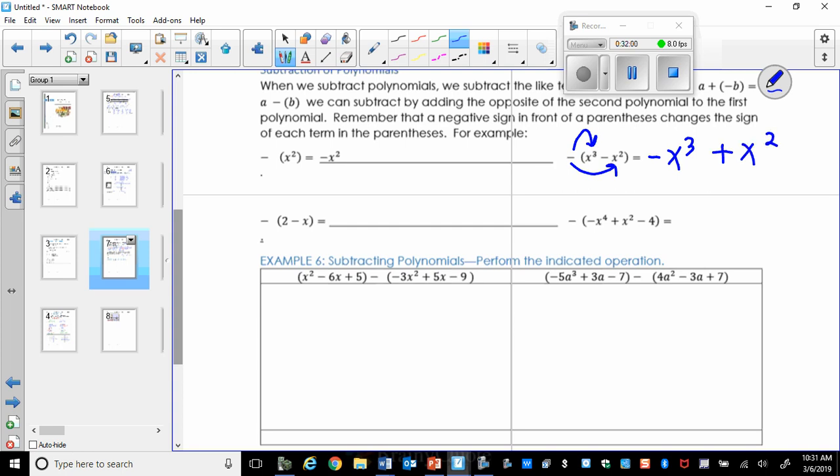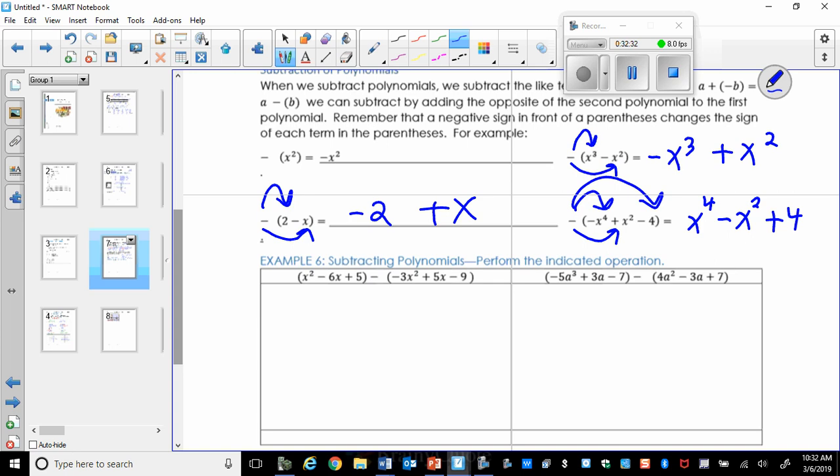Look at the one below. Two terms inside. The first one is positive, so that becomes negative 2. Second term becomes positive x. Look at the last. How many terms inside? 3. So the first term becomes positive x to the 4th. Second term becomes negative x squared. Third term becomes positive 4. I'm doing that with you because this is where people mess up and they just shut down for the rest of it. We're not going to do that.